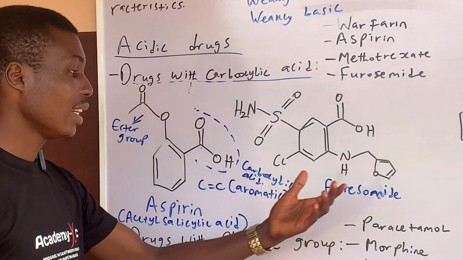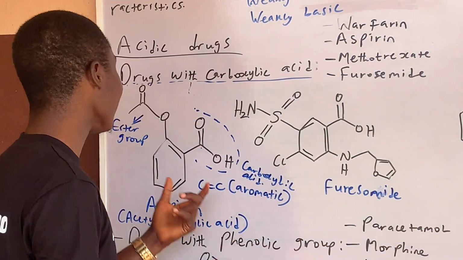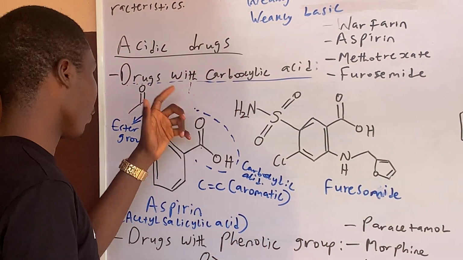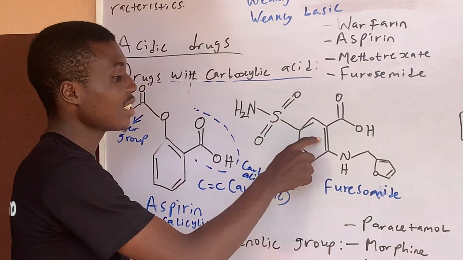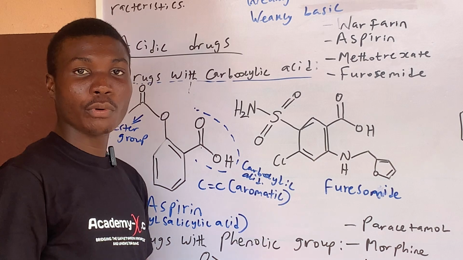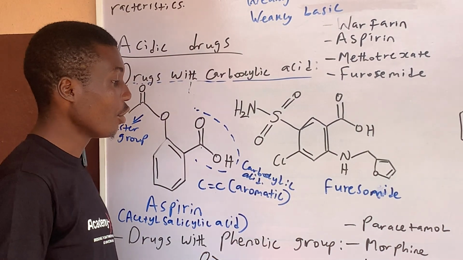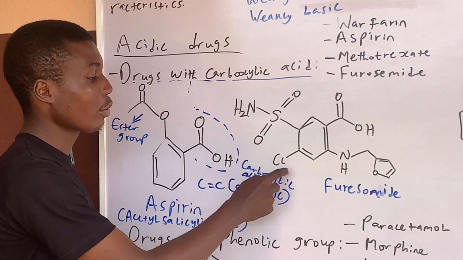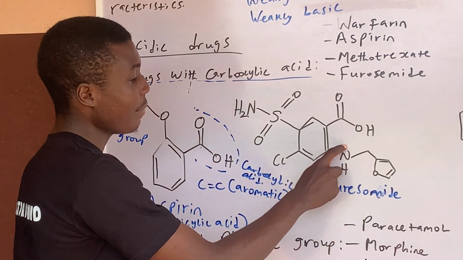But that is not our focus. Our focus is why furosemide is classified as an acidic drug. It is because it has a carboxylic acid group. So let us now look at what we have here. You can already see that because we have a ring system here where there's a double bond, automatically we have the aromatic group in furosemide. We have the chlorine attached to it. Then we have an amine group here.